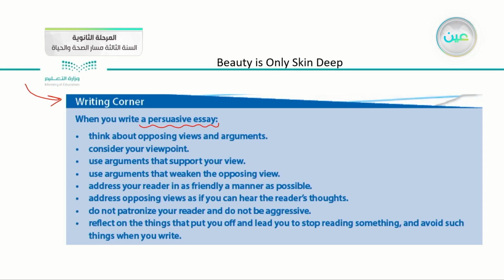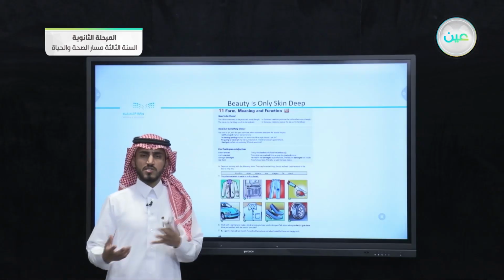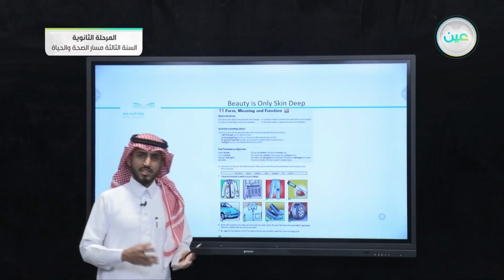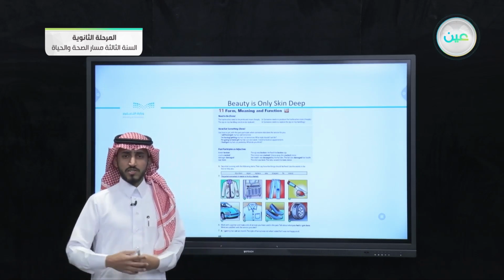Today, on page 44, we have the 11th part in this unit, which is form, meaning, and function. In each form, meaning, and function lesson, we learn some vocabulary and grammatical rules, and we try to integrate them together so we learn something.